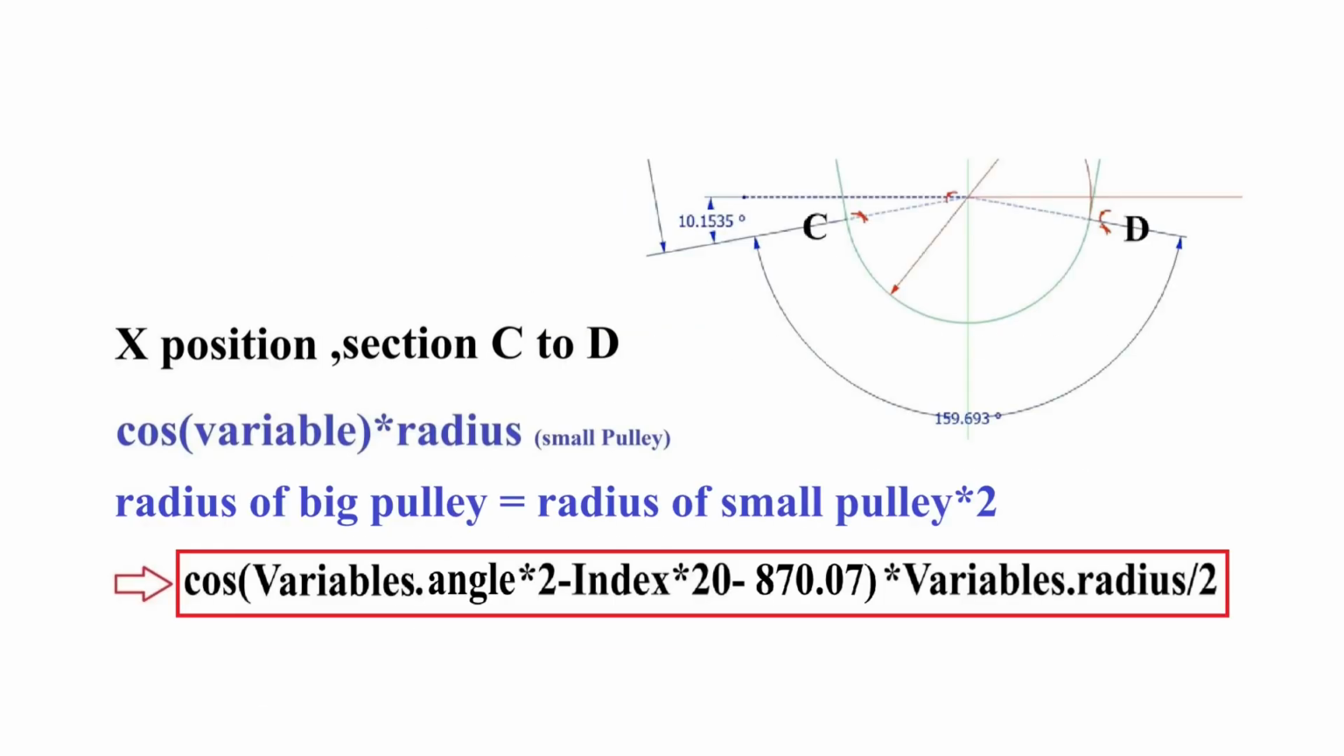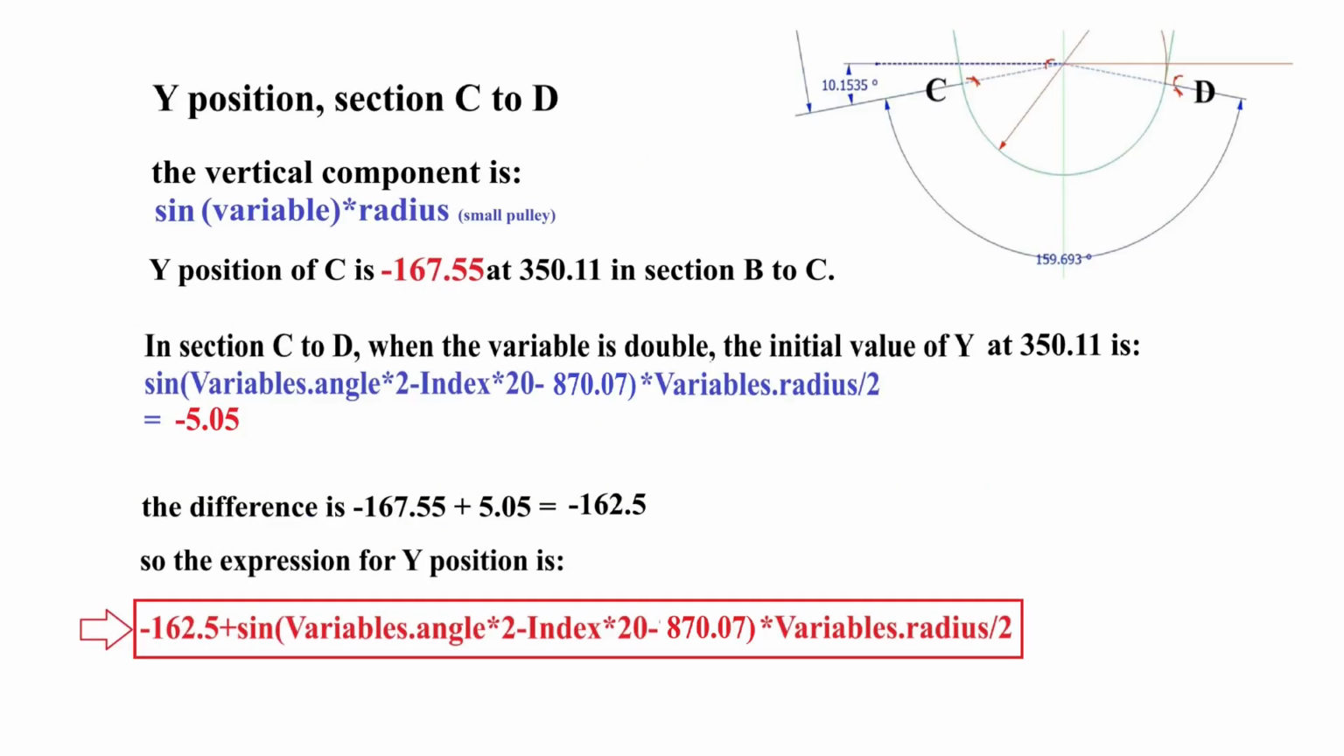Therefore, x position in the section C to D is cosine variable times the radius of the small pulley. Then I come up with the expression indicated by the red arrow. For the y position, the vertical component is sine variable times the radius of the small pulley. As the variable is double suddenly at the point 350.11, I need to adjust the position for smooth transition. Y position of C is minus 167.55 in the section B to C. And Y position of C is minus 5.05 in section C to D.